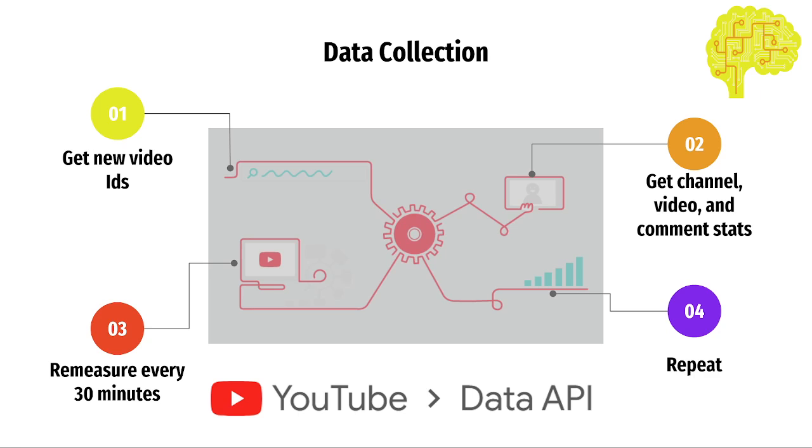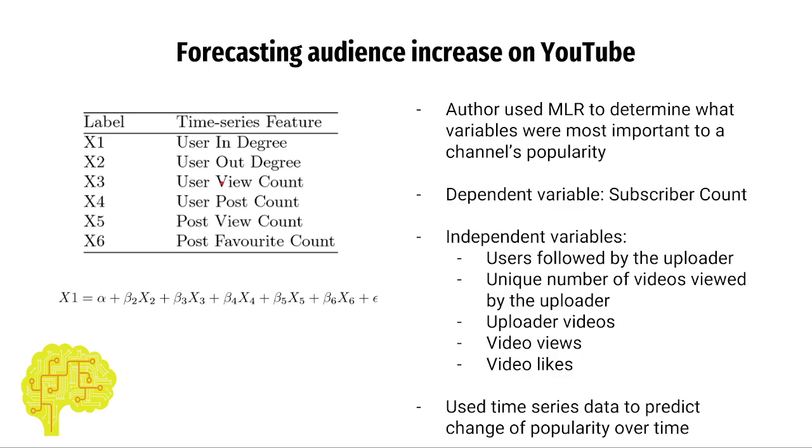Then we cleaned the dataset, removing a few videos that had comments disabled or were taken down during our data collection window. The first paper analyzed forecast audience increase on YouTube. The author used multiple linear regression to determine what variables were of most importance for a channel's popularity.